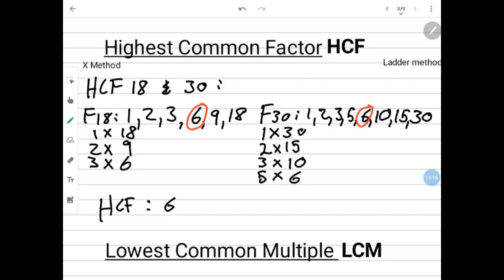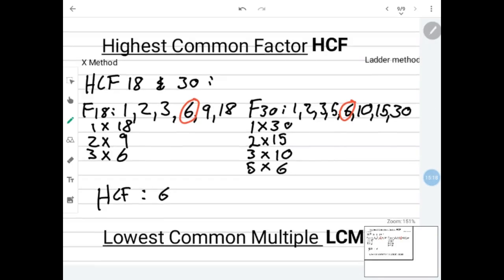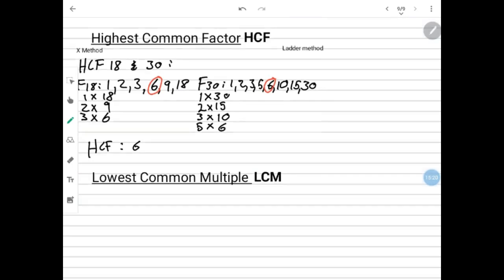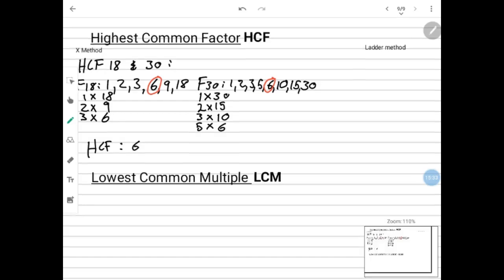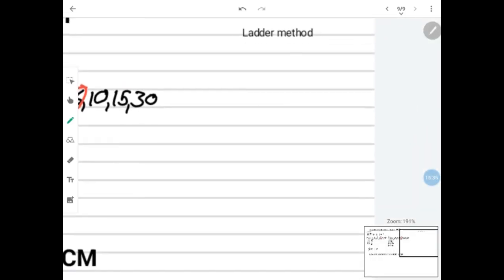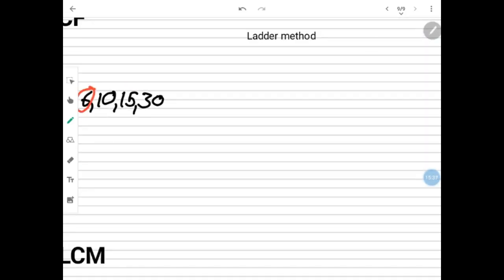Now the ladder method mathematically works in a similar way, but we're just going to divide. So let's use 18 and 30 again. We're using now the ladder method for the highest common factor between 18 and 30. Maybe we can write here highest common factor between 18 and 30.